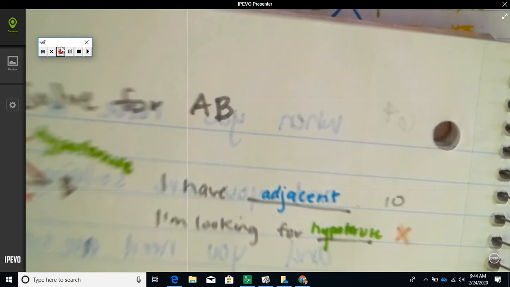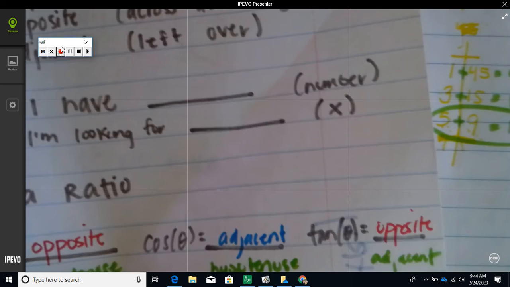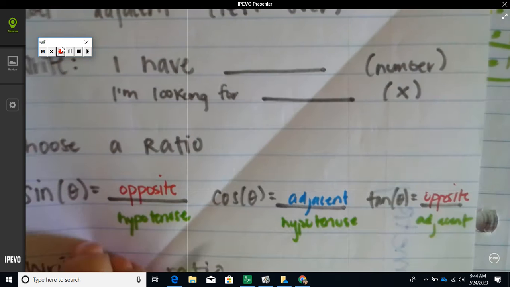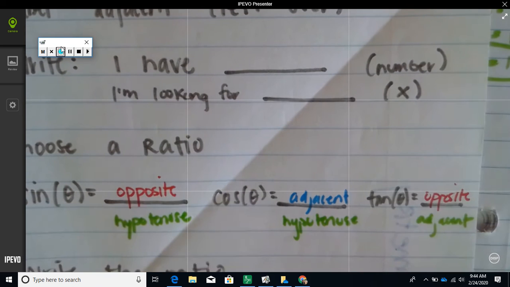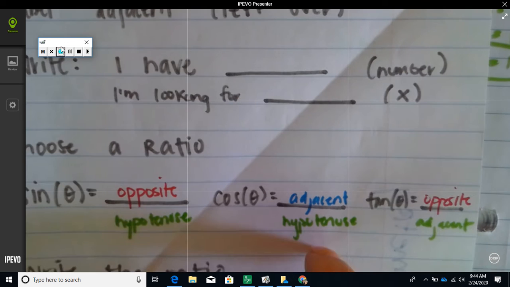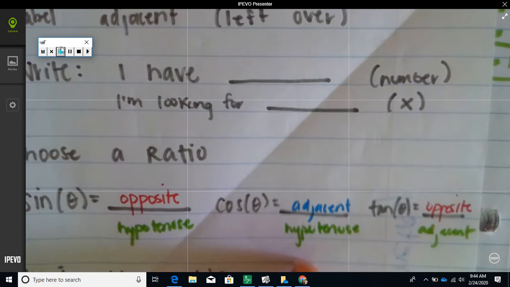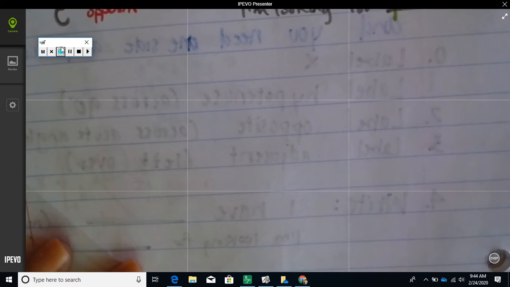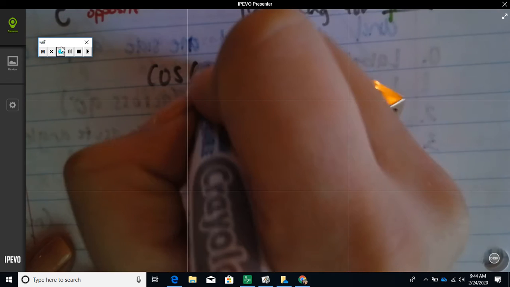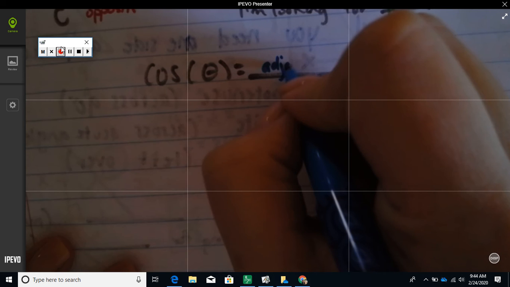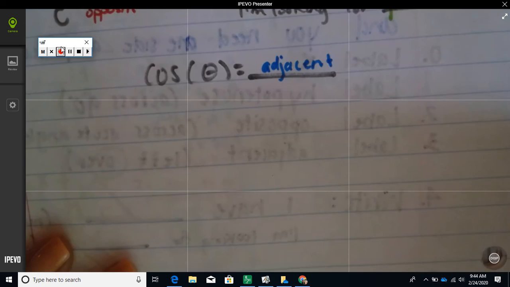So over here, which one has adjacent hypotenuse? Which one of the trig ratios? Sine, cosine, or tangent? Cosine has adjacent hypotenuse. Now, this order does not change. That is the order. The other order could be different. So I'm going to write down cosine of the angle, the acute angle, is adjacent over hypotenuse.